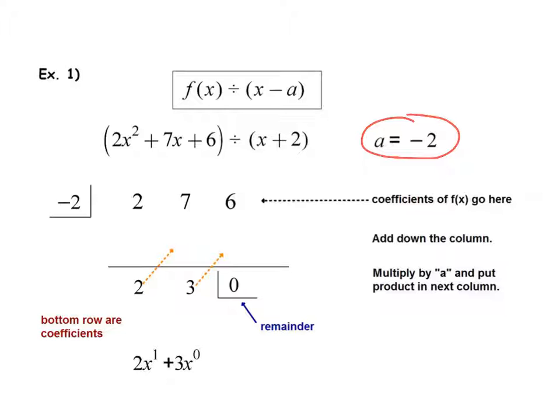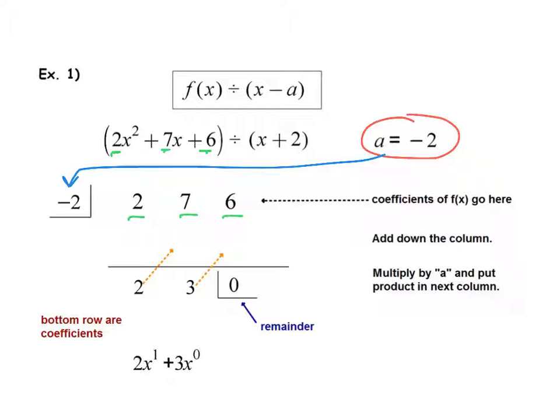Okay, the next step, you're going to write your a over here on the left hand side, negative 2, and you're going to kind of put this box around it, or half of a box. Then each of the coefficients of your polynomial, 2, 7, and 6, go in this first line, 2, 7, and 6. You start in the far left column and you add. Well, this is always going to be the very first number because there's nothing to add to it. So 2 plus nothing is 2. So you're basically just bringing down that first number.